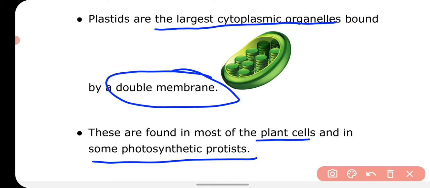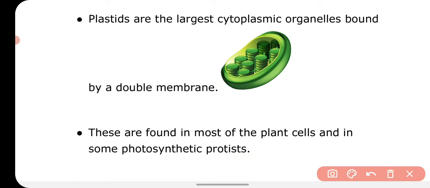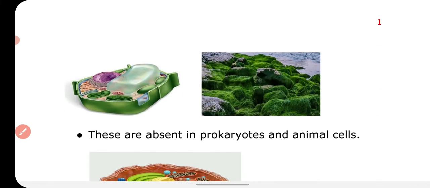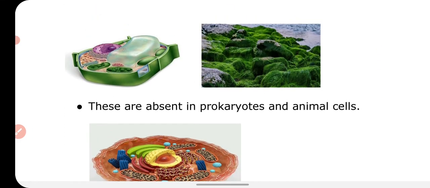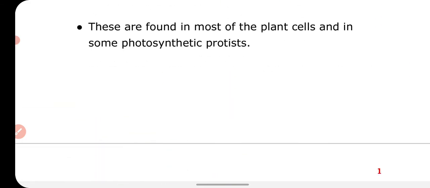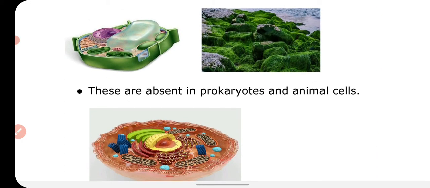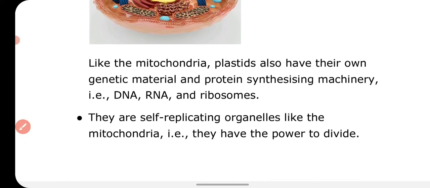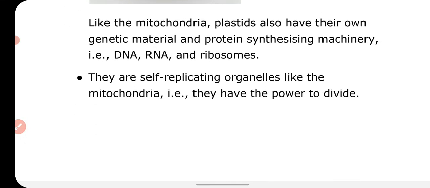So you will have to keep in mind that it has a double membrane in its structure, and it is absent in the prokaryotes and animal cell. In prokaryotic organisms and in the animal cell it is totally absent. Like mitochondria, plastids also have their own genetic material and protein synthesis machinery, that is DNA, RNA and ribosome. They are self-replicating organelles like the mitochondria. They have the power to divide.